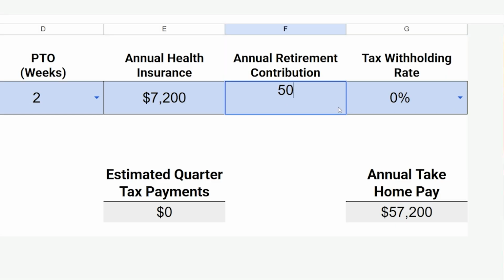As a freelancer, you also need to be proactive about saving for your future. To do this, you will need to determine how much you want to save for retirement each year. For this example, let's say you want to save $5,000 per year for retirement.